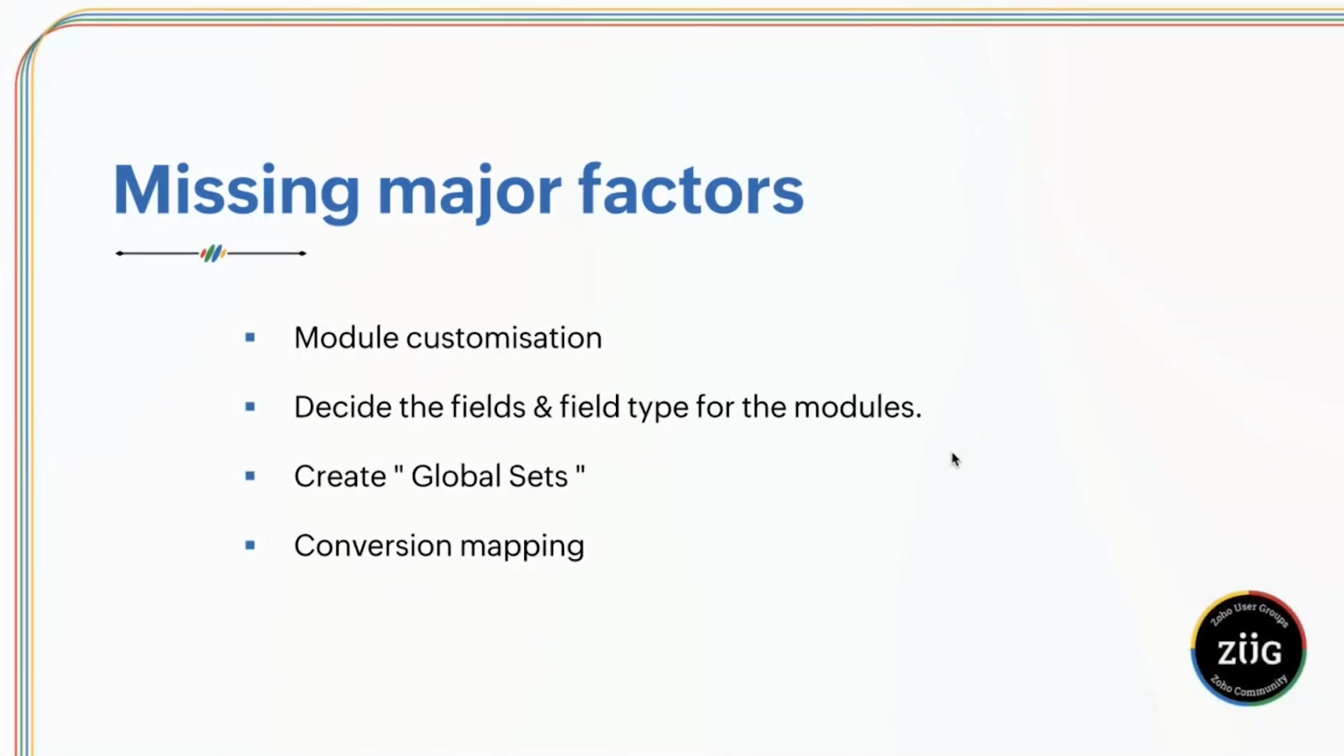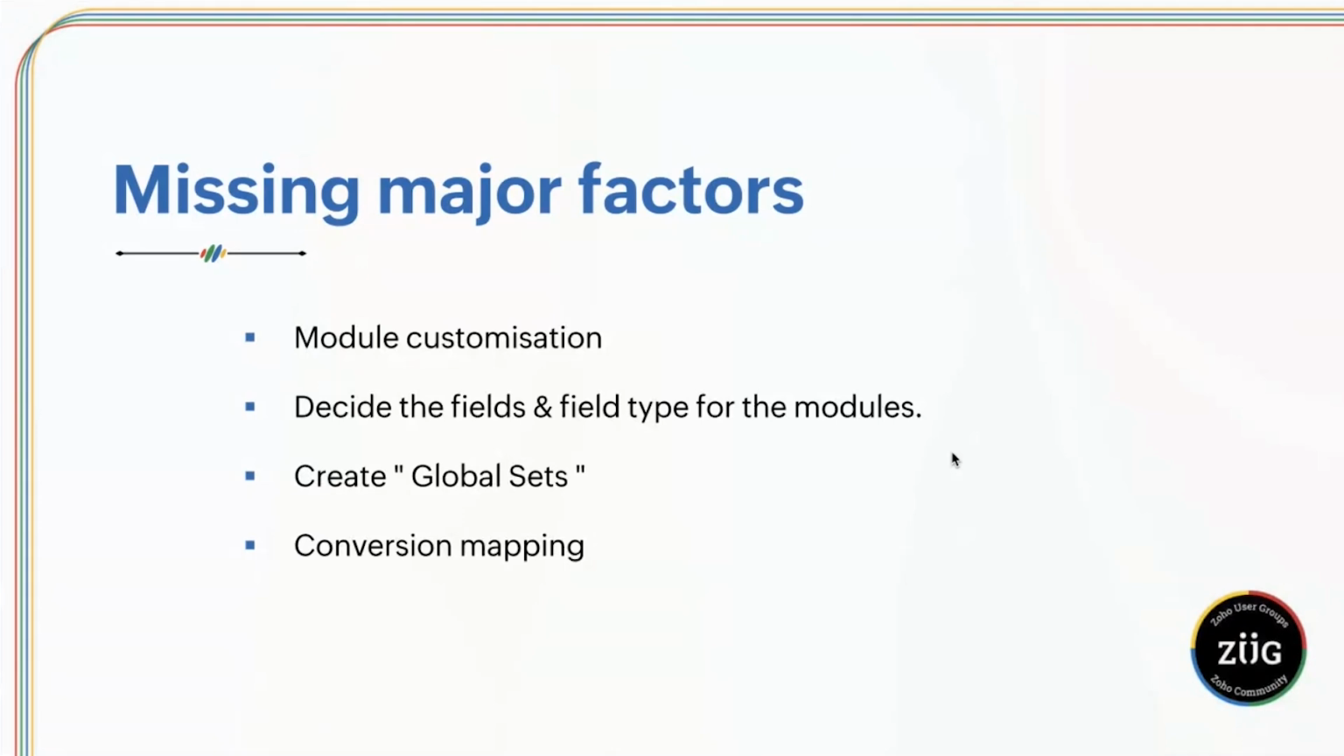lookup. So you need to make sure what is going to be a field and what is going to be the field type. And the third one is going to be global set. In case you are going to create a drop down field, you need to make sure whether it is only for one module or multiple modules. In case it is for multiple modules, how you can carry that over to the other module. And finally, the conversion mapping. So I'll go through this one by one.